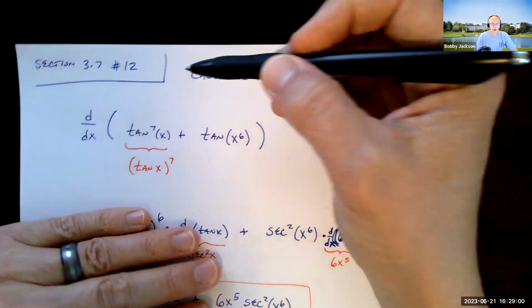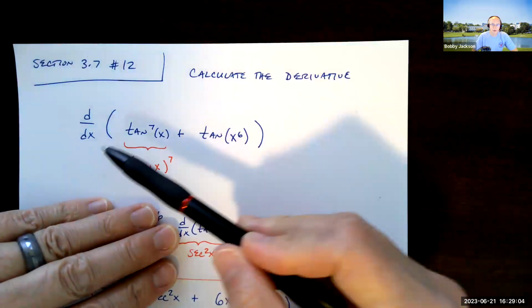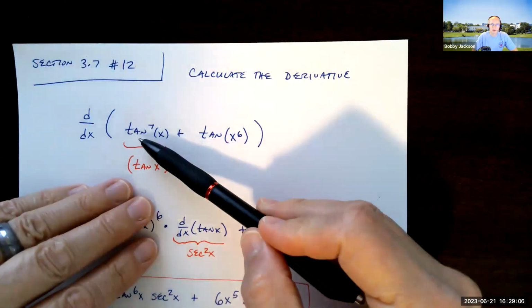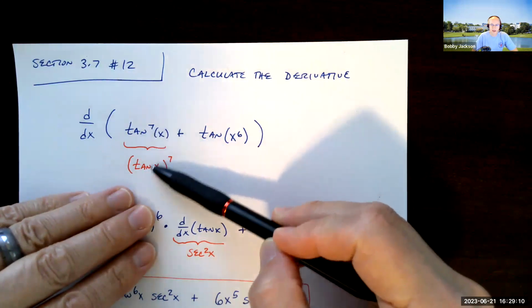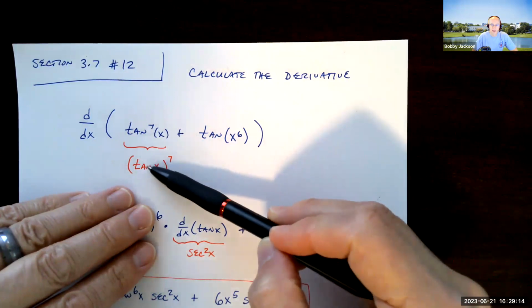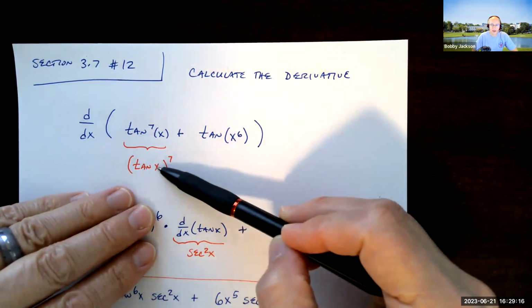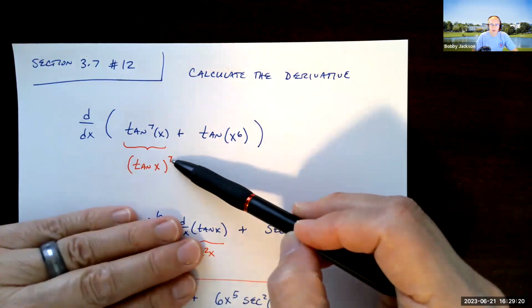We're going to look at number 12 in section 3.7, which is to calculate the following derivative. It's the derivative with respect to x of tangent to the seventh, right? This is tangent seventh x, which means really tangent of x, and then raise it to the seventh power. So I'm going to take the tangent first, plug in x, take the tangent of it, get that output, and then raise it to the seventh power, multiply it by itself 7 times.